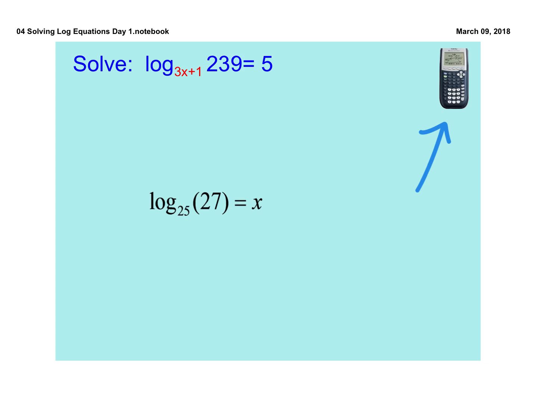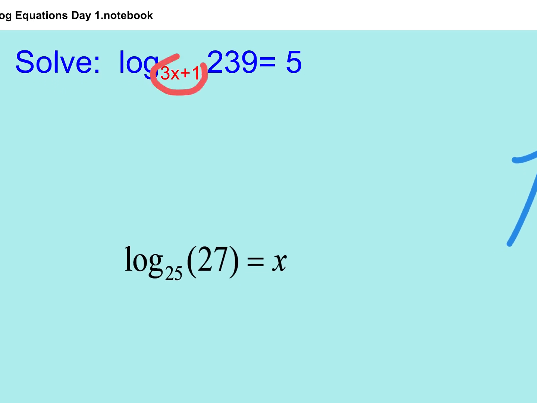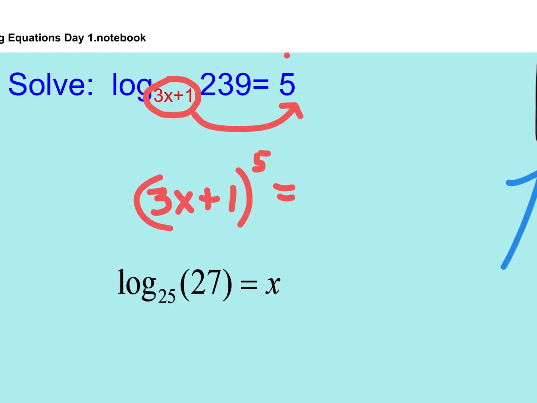So tell me how to start, Catherine. The way you want to start is with 3x plus 1 in parentheses. It says it's equal to 5, then put it to the power of 5. Yep, you're doing good. 239. You are correct.